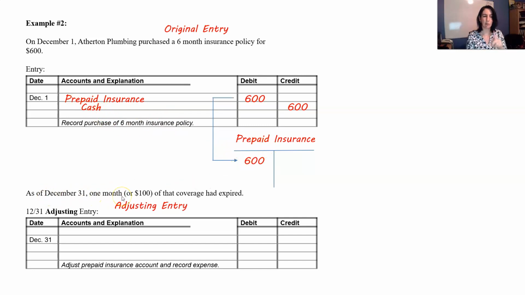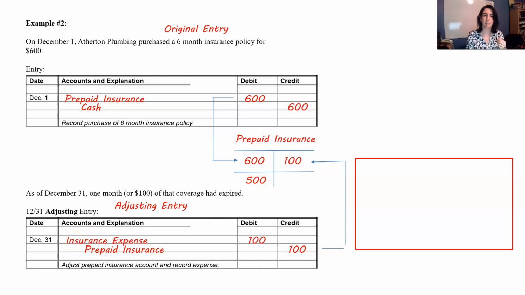And now let's look at our adjusting entry. As of December 31st, 1 month of that has been used up. 1 month of time has passed. It is a 6-month policy. So we must have used up how much? $100 worth, right? So we are going to reduce the asset account of prepaid insurance by $100 because that's how much we used because time has passed. And our new balance in prepaid insurance is $500. And our debit is to insurance expense because we used it.